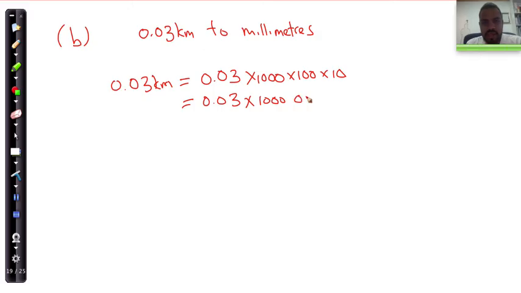Okay, and again you can do that part on the calculator now, and you should get an answer of 30,000 millimeters, and there we go.